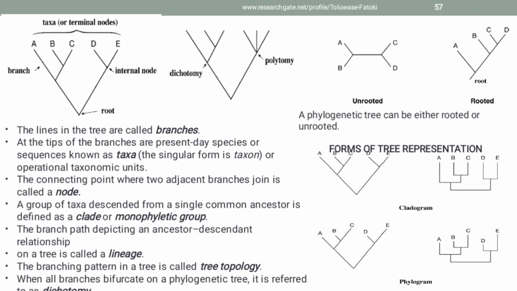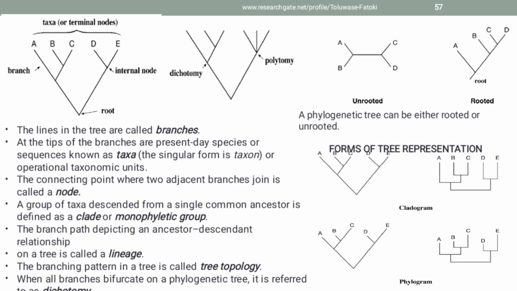Okay, a node is a point that connects two adjacent branches, as you can see in the figure above. Then a branch pattern depicting the ancestor-descendant relationship on a tree is called a lineage. When you trace from the root to the terminal, that particular path is called a lineage. And that's what we call the branching pattern.